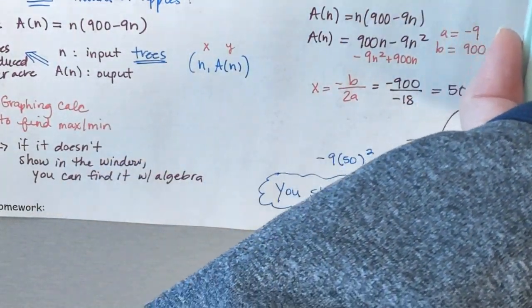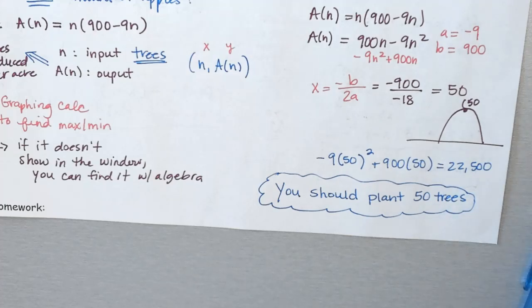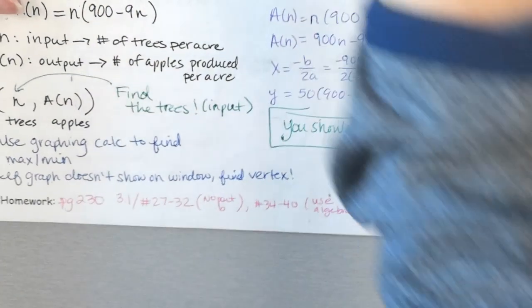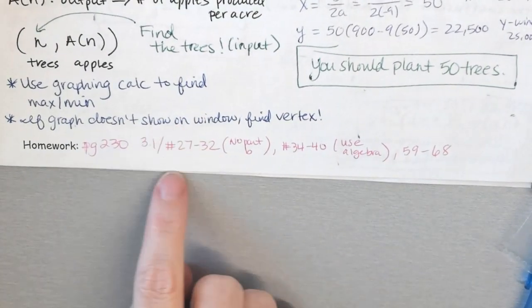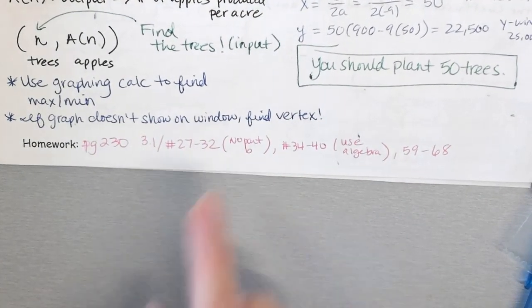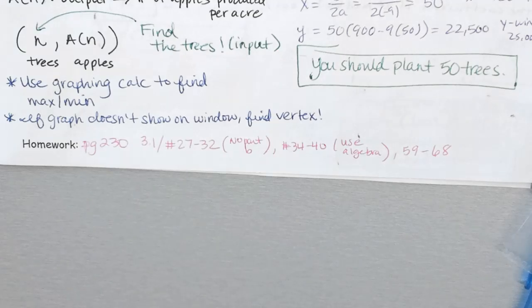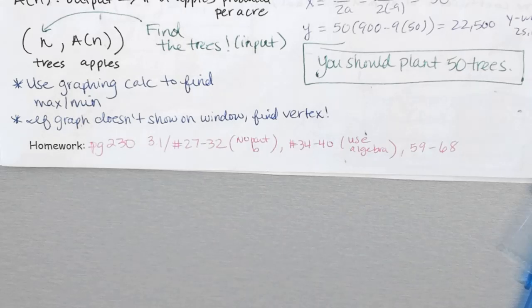All right, on the homework problems, there are some that have a part B, but you don't have to do that. So for these, don't do part B. I just said no part B. And then the 34 through 40, you're using your algebra. And then the last ones are finding your max and your min.